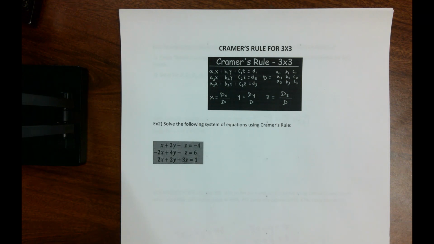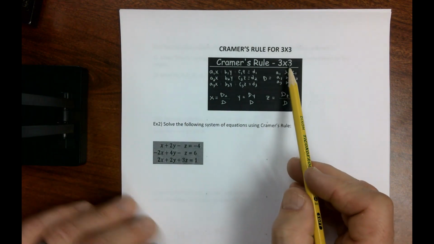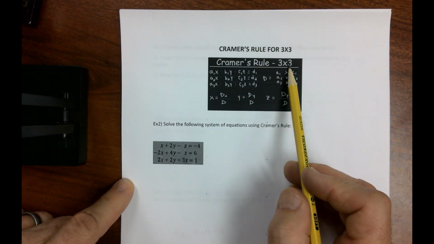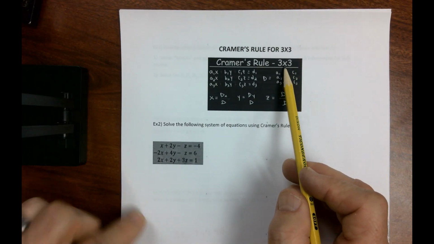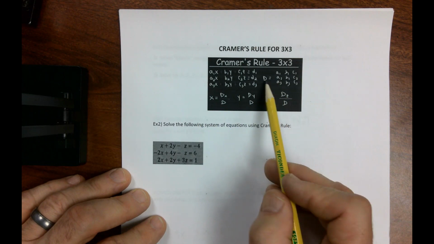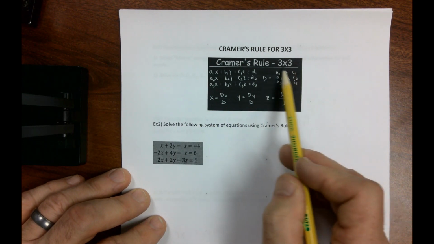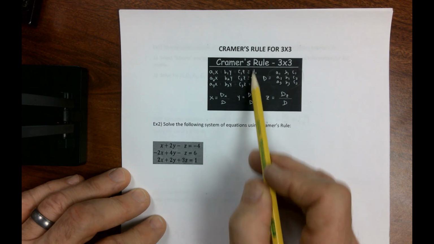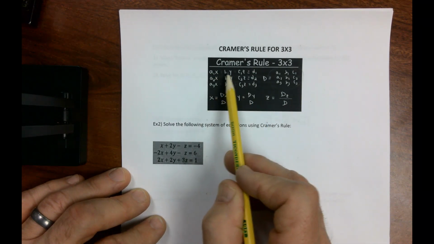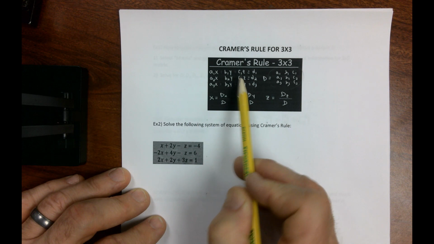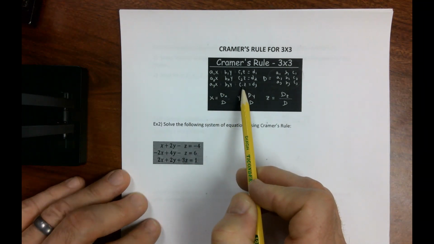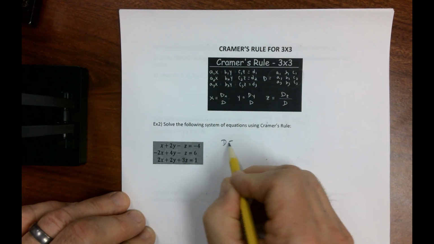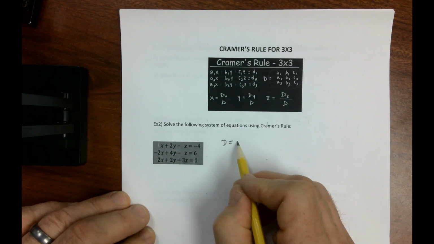Okay, so now we're up to Cramer's rule for a 3 by 3. Well, guess what? It's really the same thing as a 2 by 2. There's just more stuff. So you can see that D is equal to this mess, which means everything but your constants. Coefficients, all nine of them. That's what D is. So let's find D. Well, there's a little invisible 1 there.